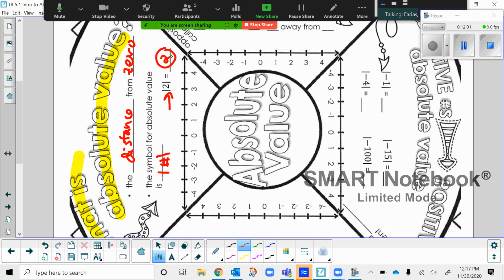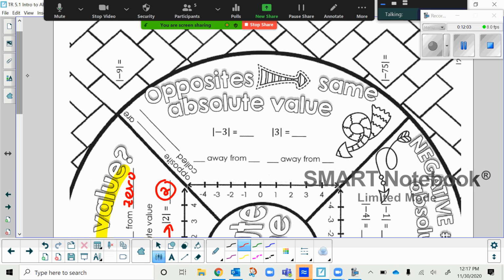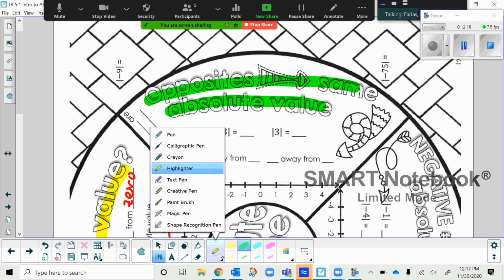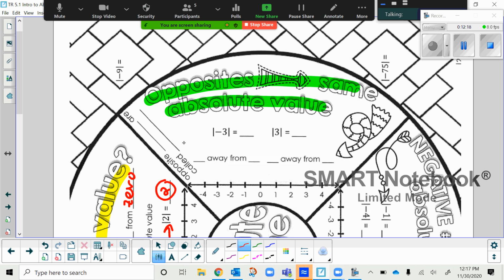Then this next part, I'm here now. So you would just be rotating your paper to the right. We're right here. Okay, opposites have the same absolute value. So this little sentence right here, it says opposite integers. That's what's supposed to go here.